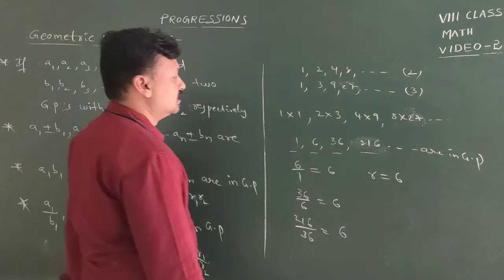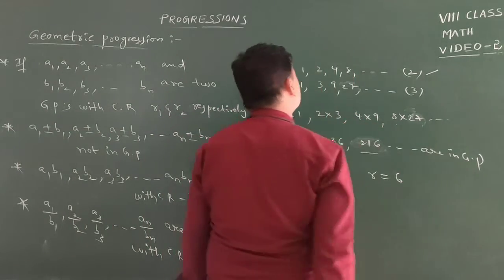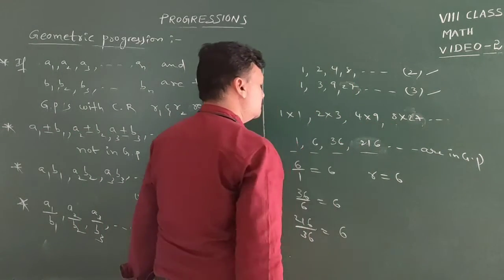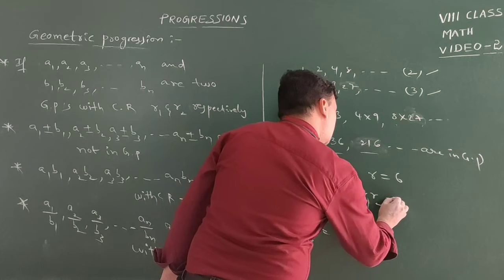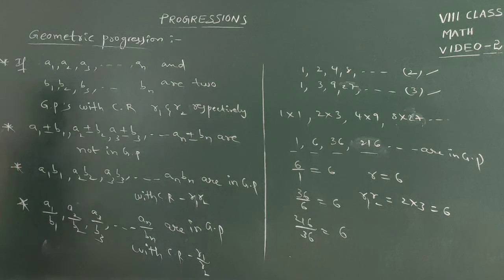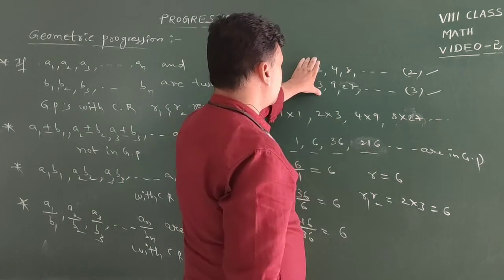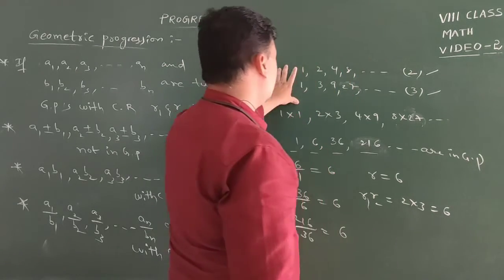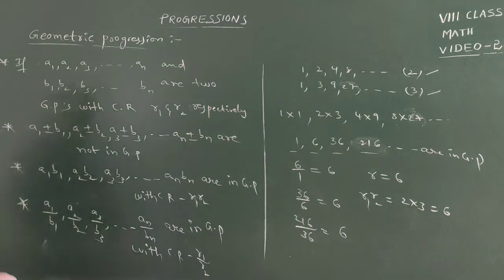Now we need to check its common ratio. What is the common ratio of the first sequence? 2. What is the common ratio of the second sequence? 3. Now R1 into R2 equals 2 into 3, that equals 6. It's the common ratio, the product of R1 and R2. The product of first terms, product of second terms, product of third terms, product of fourth terms, in this way you can get a GP when both sequences are in GP.